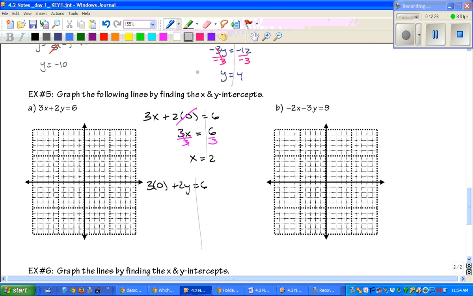On the next side, those cancel out, and you're left with 2y equals 6. Divide both sides by 2, and you get y equals 3. So our little points right here would be 2, 0, and 0, 3. So a 2, 0 right here, 0, 3 is right there. And then all you gotta do, draw your line. It's not too bad, is it?